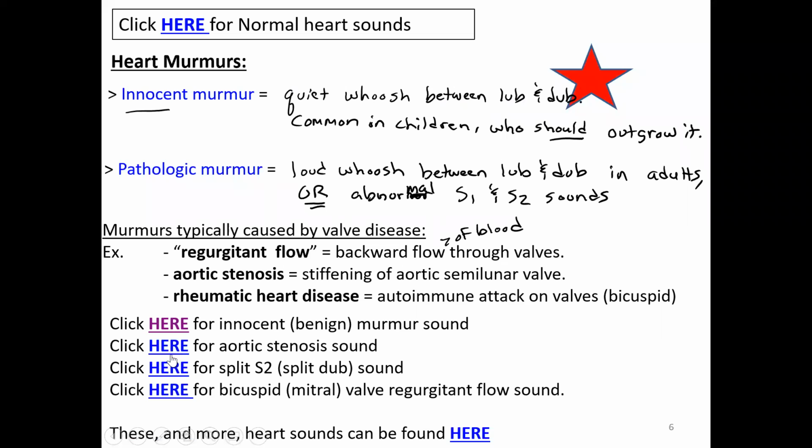Okay, so let's go back and listen to what aortic stenosis sounds like. That's where the aortic semilunar valve is stiff. It's producing an abnormal sound.